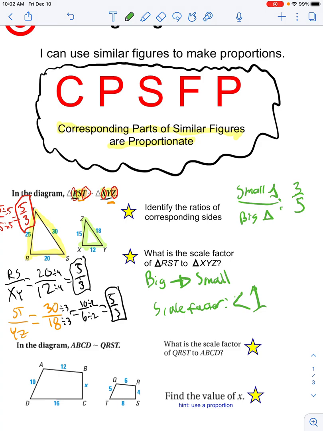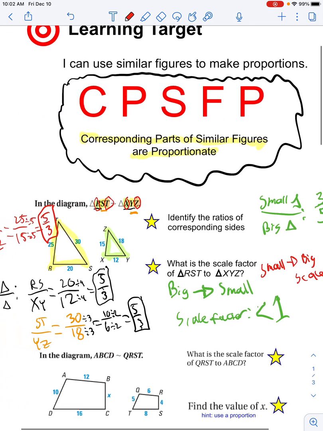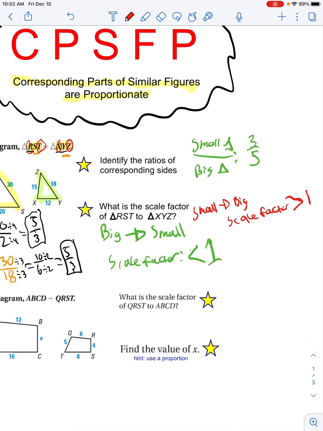That makes sense because anytime I multiply a number by 1, I get the same thing. If I multiply it by a number smaller than 1, I get a smaller number. And if I multiply by a number bigger than 1, I get a bigger number. So if our ratio was small to big, we would use a scale factor greater than 1. Triangle RST is my big triangle and triangle XYZ is my small triangle, so I need to use a scale factor of 0.6.